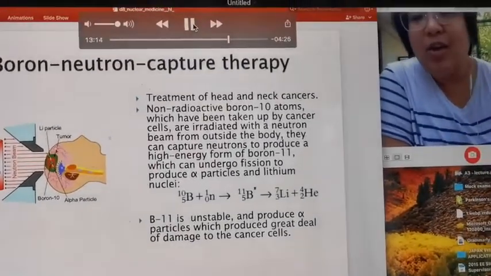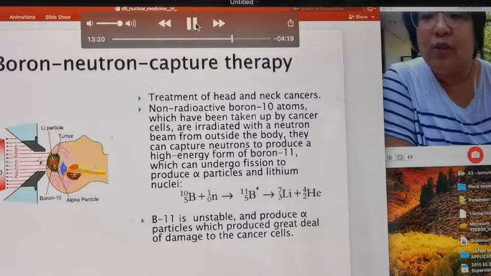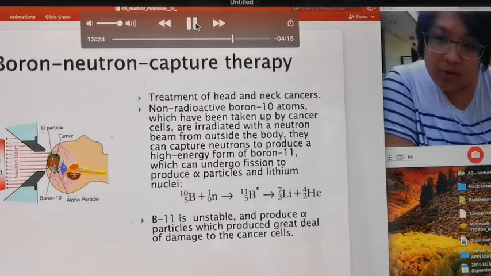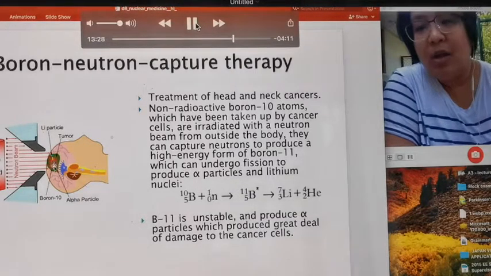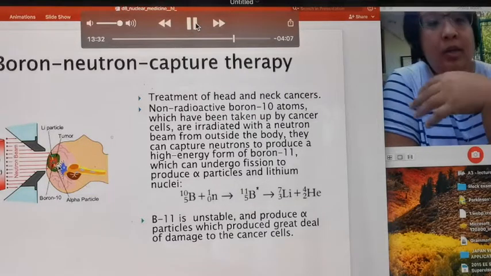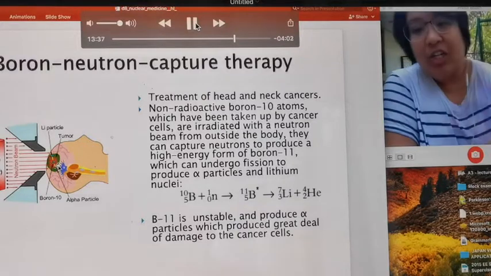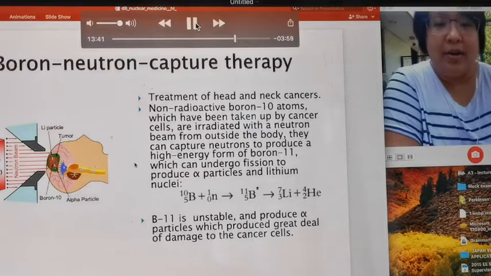So let's say you have cancer in the brain, so you inject boron 10. After that, you expose yourself to external radiotherapy. So we have beams of neutrons targeting that area in your head. So the boron 10 there becomes an unstable isotope, boron 11, that can quickly disintegrate and produce alpha radiation, which can kill the cancer cells here in this area of the brain.